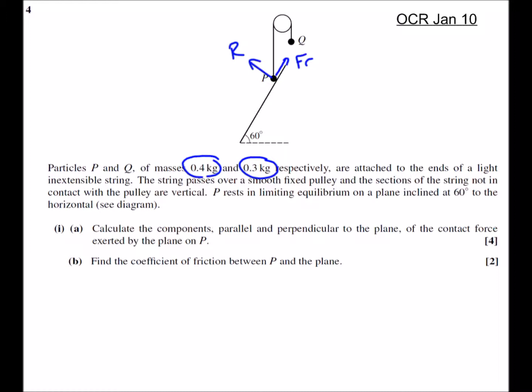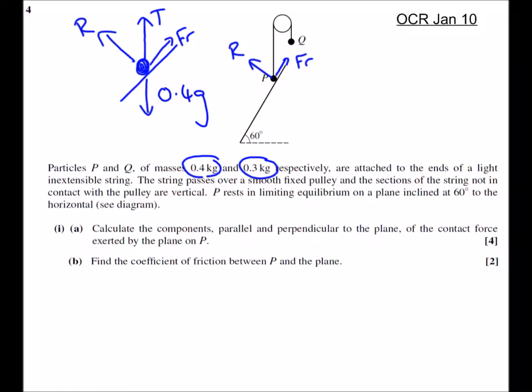Have we got enough information? So we've got a bit of a problem in that we don't know anything about the tension. So if I draw a picture of what's going on with P, here I've got my particle P, I've got 0.4 G acting vertically downwards, and I've got R perpendicular to the slope. I've got the tension acting vertically upwards, and I've got friction acting parallel to the slope. I've got three unknowns, which is just too many for me to work with. So let's see if I can find T first.